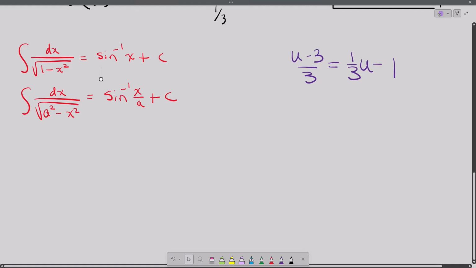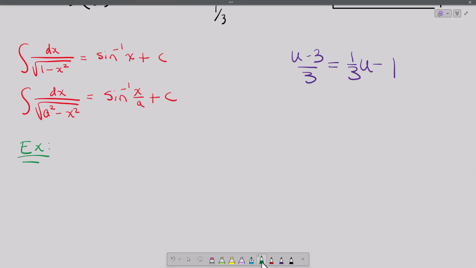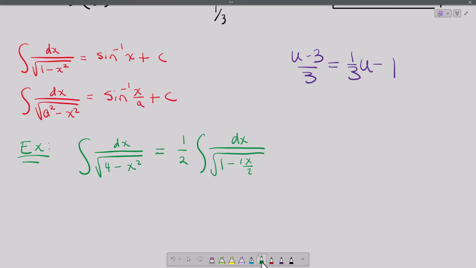So if we have something like, say, the integral of dx over the square root of 4 minus x squared, yes, you could use the general one, but it's much better mathematical practice to understand how to do this and use reverse chain rule. Way better for your skills than just memorizing this general one.